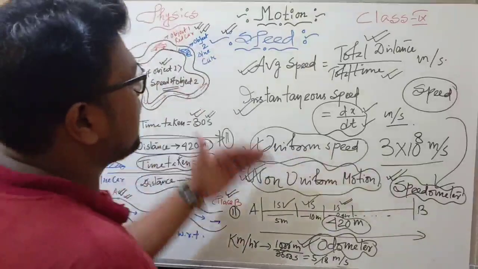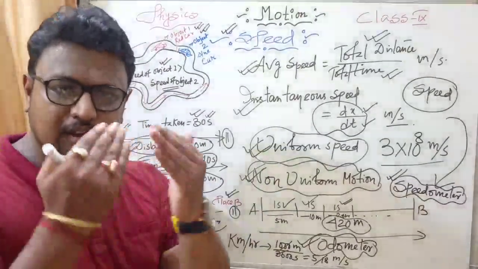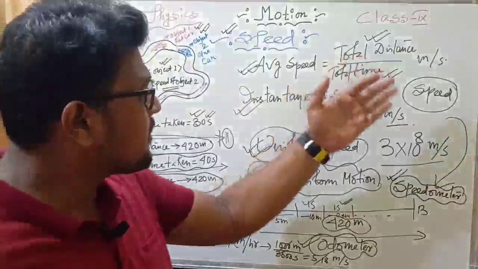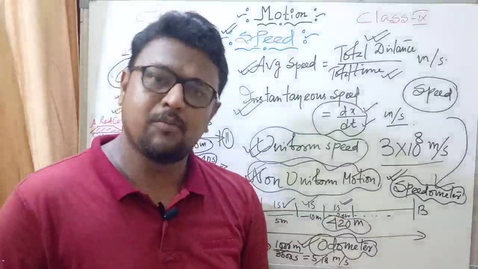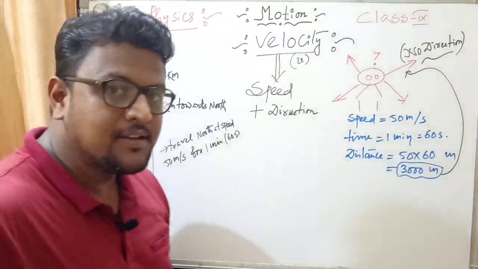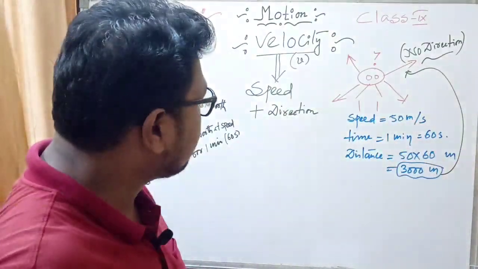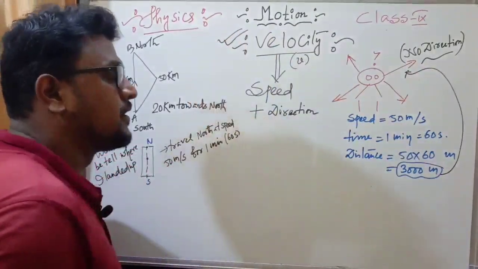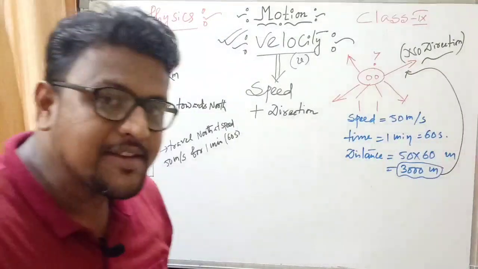So this is the basic concept of speed. Speed means distance over time and the unit is meter per second. I hope everyone is clear. So now we have learned the topic of speed. Now let us come to the next point. Another topic is velocity. Right?